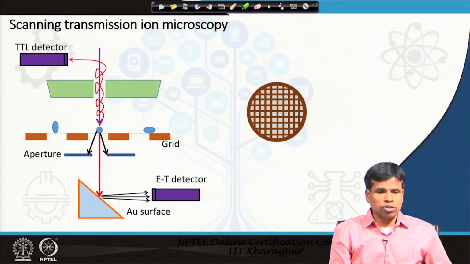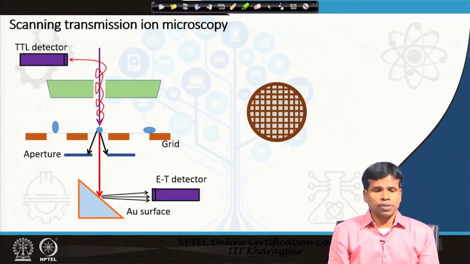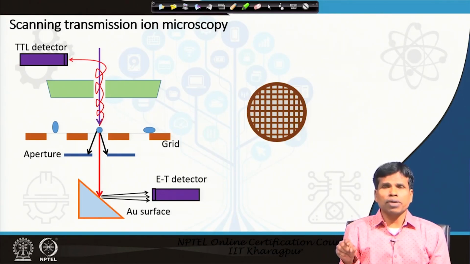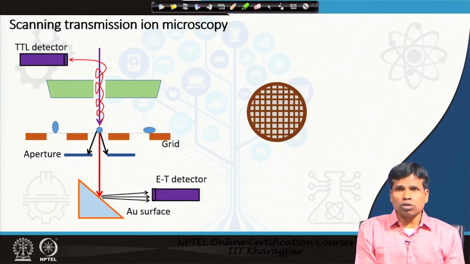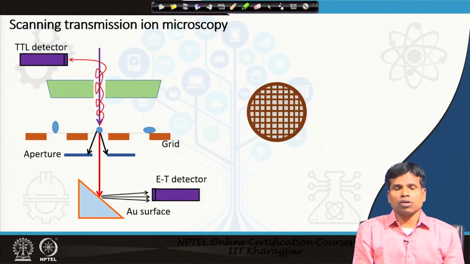First, let us talk about scanning transmission ion microscopy. As the name suggests, scanning means the ion beam has to scan on the specimen, and transmission means the ions should transmit through the sample and pass through it, and the image that forms is nothing but a transmission image. So, the ions have to transmit through the sample.